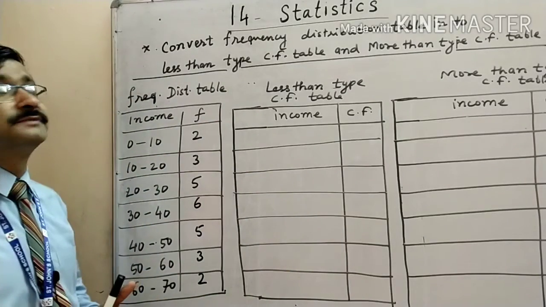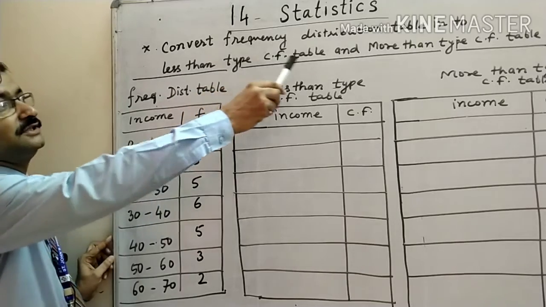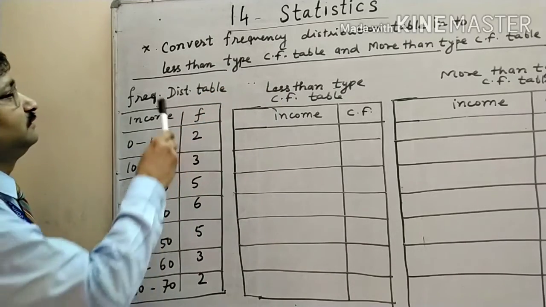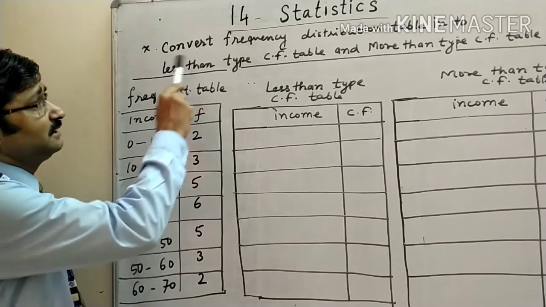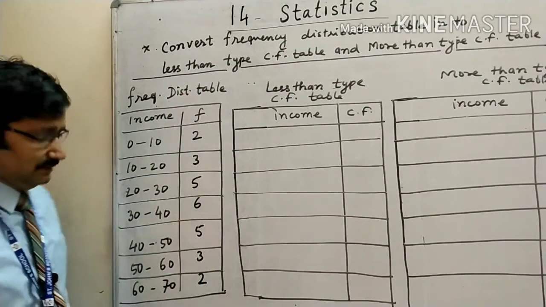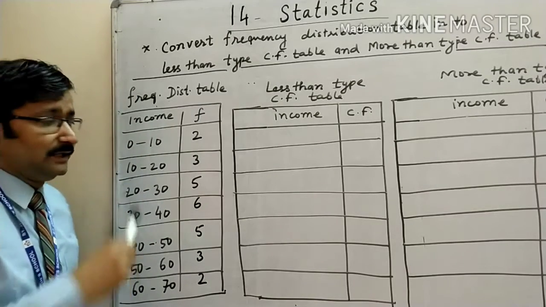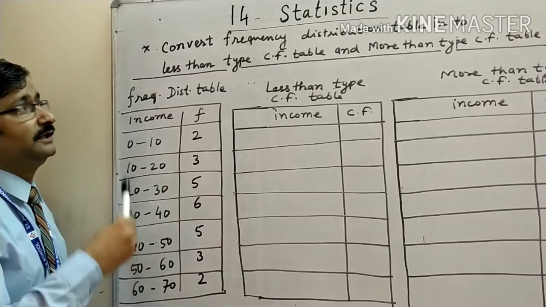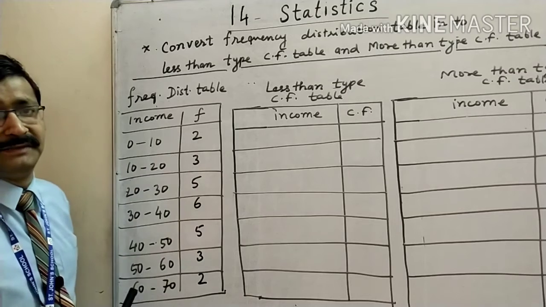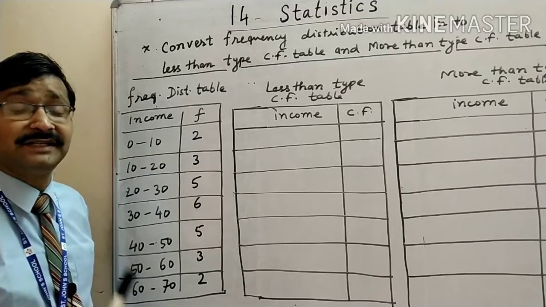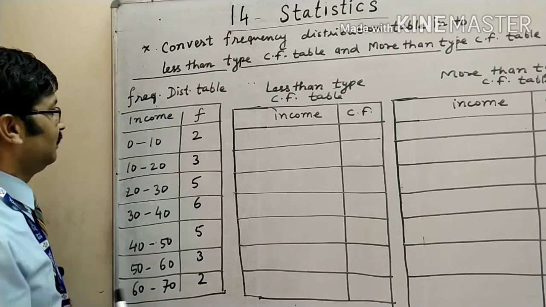Look here, students. Today we will convert a frequency distribution table into a less than type CF table and a more than type CF table. Here a frequency distribution table will be given to you like this. This table is called a frequency distribution table, and we have to convert it into a less than type CF table and more than type CF table. How can we convert it? It is very simple, but you have to understand it. So look here at how we can do it.